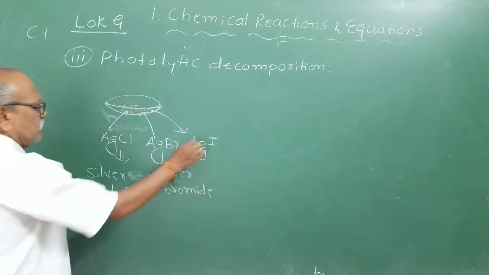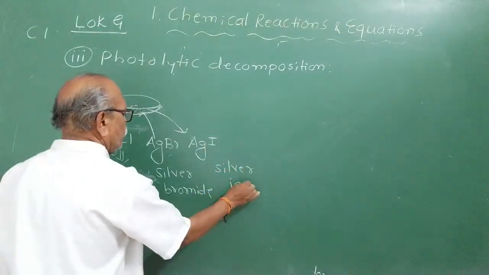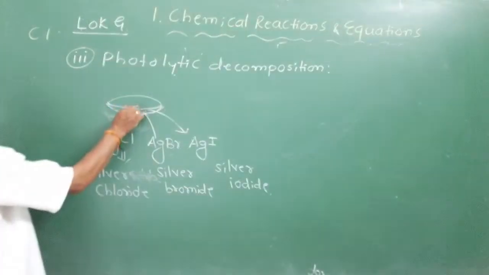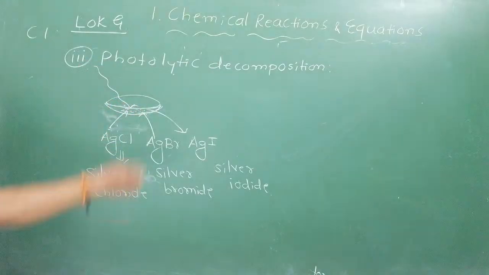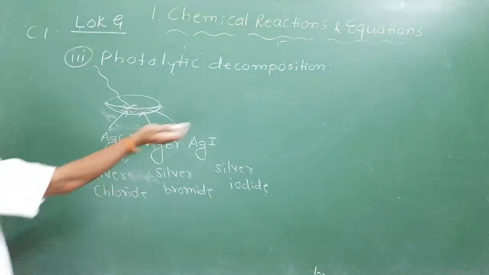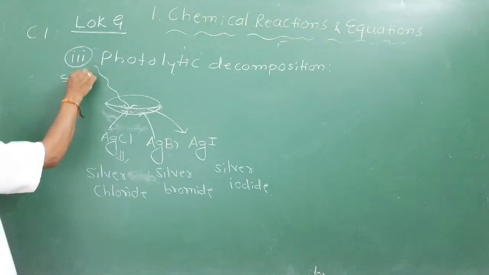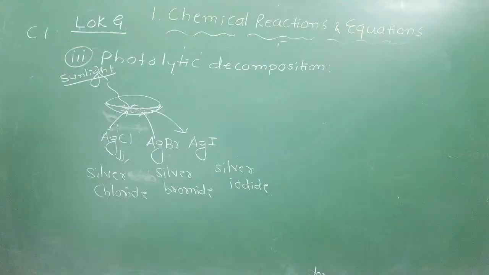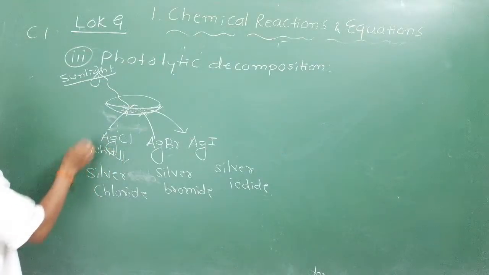Silver bromide. This one is called silver iodide. When you take them in a watch glass and pass sunlight on it, keep your window open where the sunlight comes. In a watch glass, you keep it in the presence of sunlight, generally coming from your window. So there you place it for some time. After some time, white colored AgCl becomes gray.